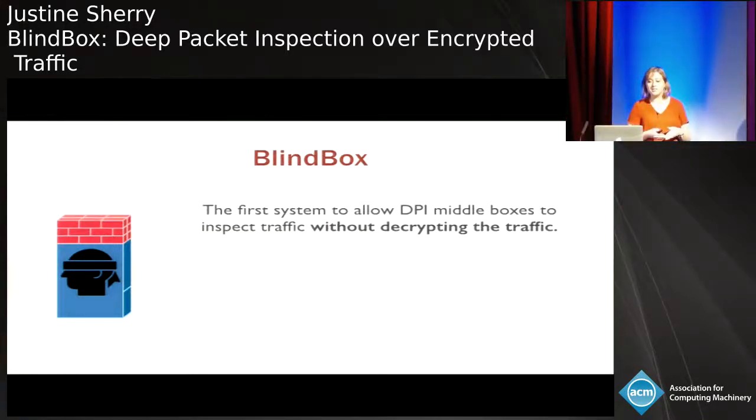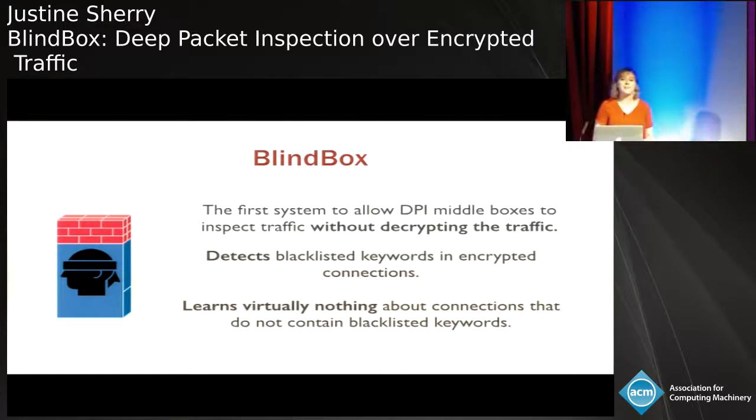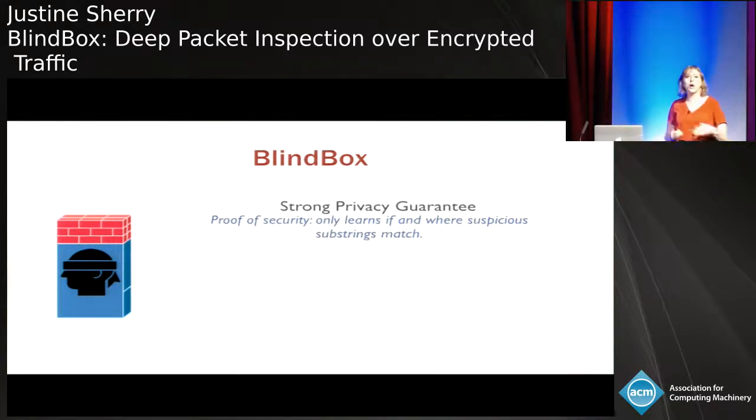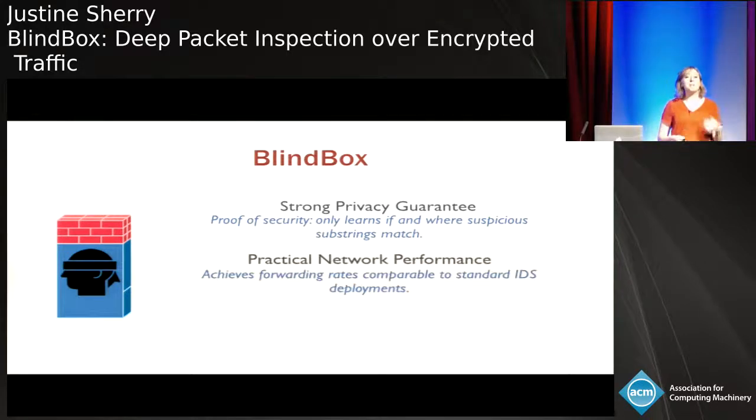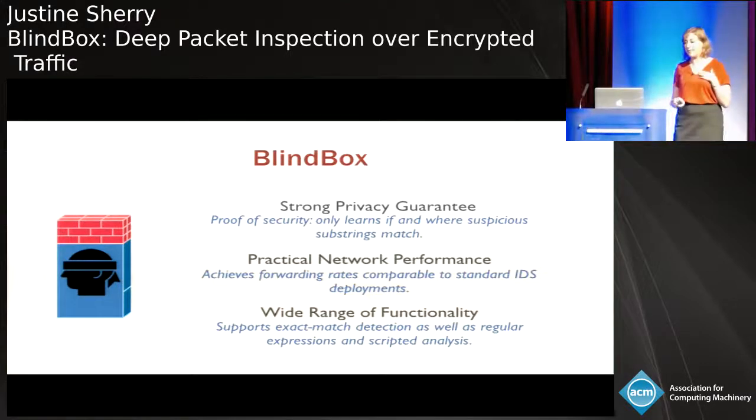BlindBox is the first system that allows DPI middleboxes to inspect traffic without having to decrypt the traffic. It can detect blacklisted keywords in encrypted connections, but it learns virtually nothing about connections that do not contain blacklisted terms. BlindBox comes with a strong privacy guarantee that's backed up by a proof of security in our technical report. It's on the Cryptology ePrint archive if you're interested in checking it out. BlindBox also achieves practical network performance, so the forwarding rate at the Middlebox is comparable to what DPI devices get today for standard IDS deployments. And finally, BlindBox also supports a wide range of functionality. Not only does it support exact match detection, but it also supports regular expressions and scripted analysis.